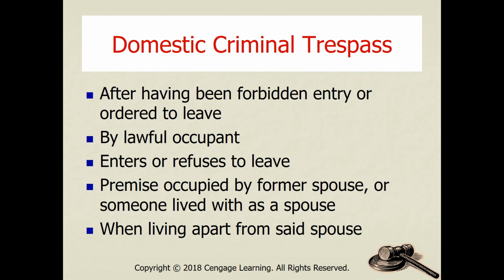So let's suppose I got in an argument with my wife. I left the house, I walked around the block, I cooled down, I started to come in, and she said, nope, you can't come in, I don't want you in the property. Well, I'm being forbidden entry, so I've met the first condition. She is a lawful occupant. She's trying to stop me from entering. The premise is, however, occupied by someone who is my current spouse, not a former one, so you've got an issue there, and we're not living apart. Living apart generally means you've established some type of second residence.